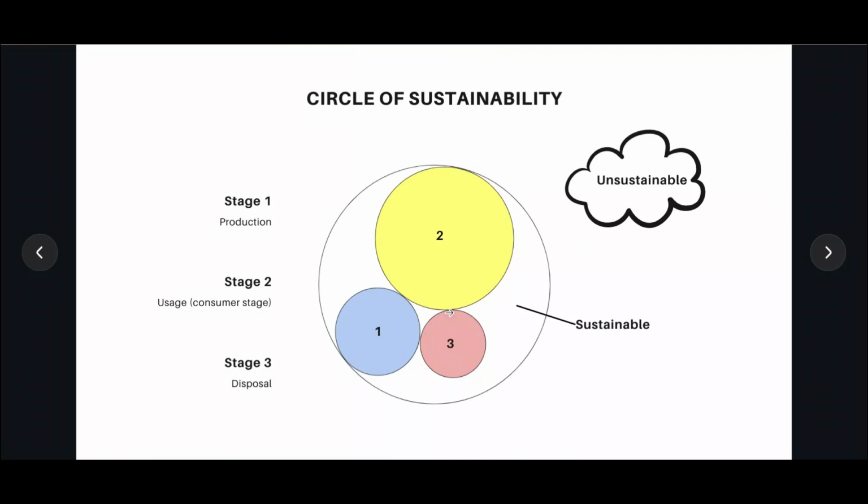The size of these circles is relative, and this is qualitative. So the way these circles are represented is only to give a point of reference and a rough idea of the relationship between the three stages in terms of their energy usage.